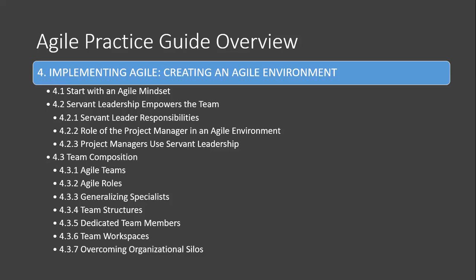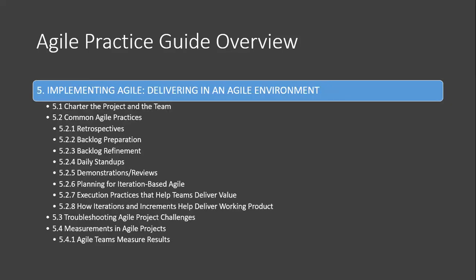Then we go into chapter 5, which is implementing agile, delivering in an agile environment. So here we talk about the importance of chartering. Project charters, team charters, very important. They both do different things. Your project charter, which they also refer to as an agile project charter, does something totally different than a team charter, also known as a team agreement or team contract or social contract. All these terms are mentioned in chapter 5.